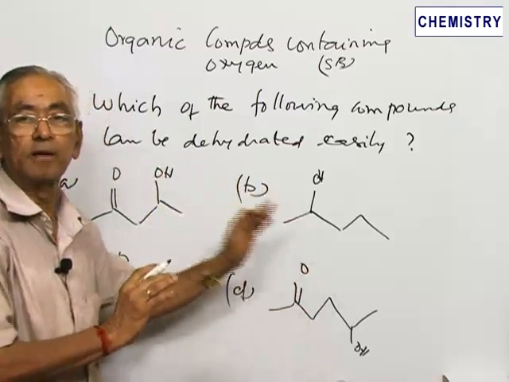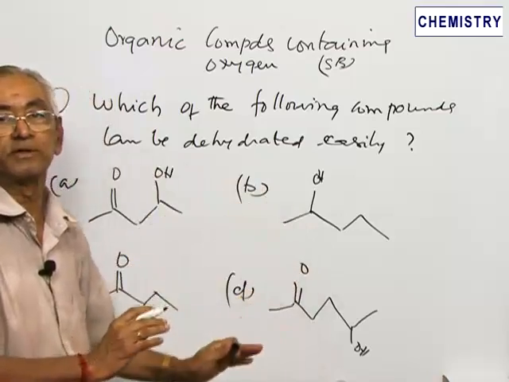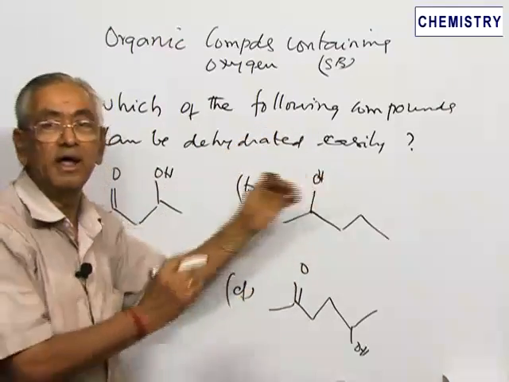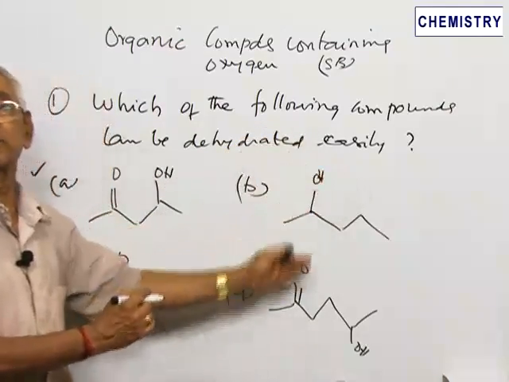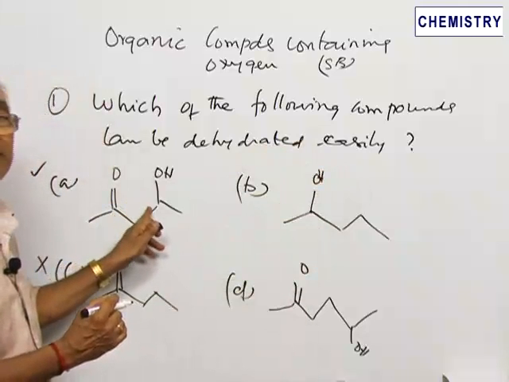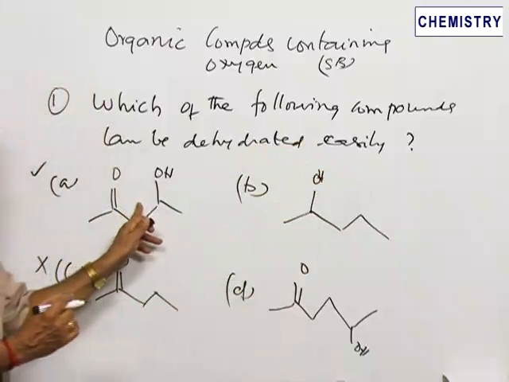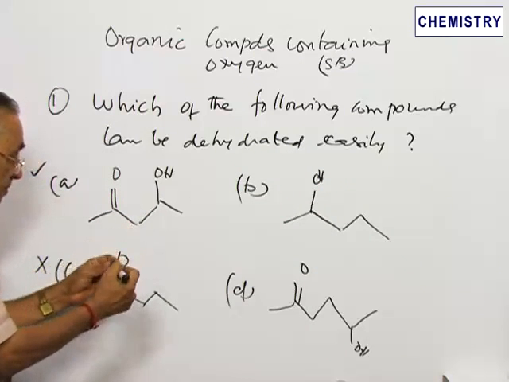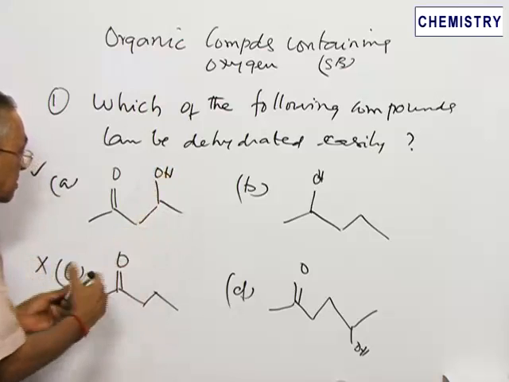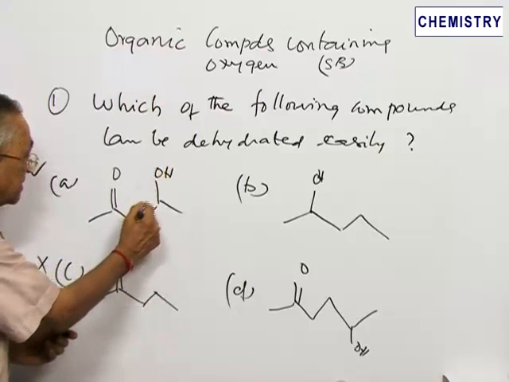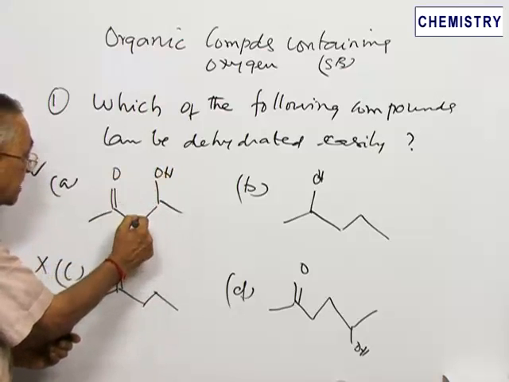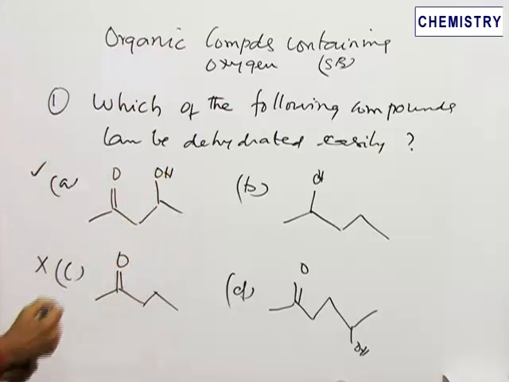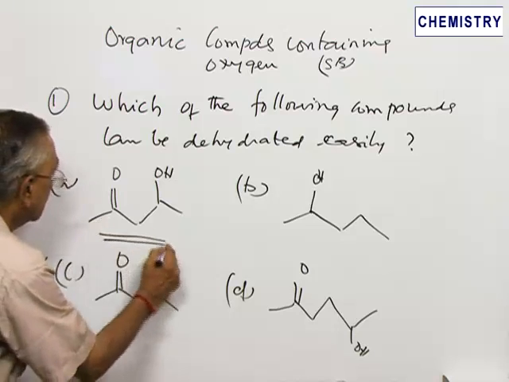All of them will undergo the elimination or dehydration to give rise to olefins. But which will undergo it more easily or more readily? That is the question that is asked. Therefore, on the basis of the question, the best answer we can give is A, because this OH and this hydrogen will be lost and an olefin will be produced at this point, because this hydrogen is next to the carbonyl group, which is electron withdrawing in nature. Therefore, the correct answer for this question is A.